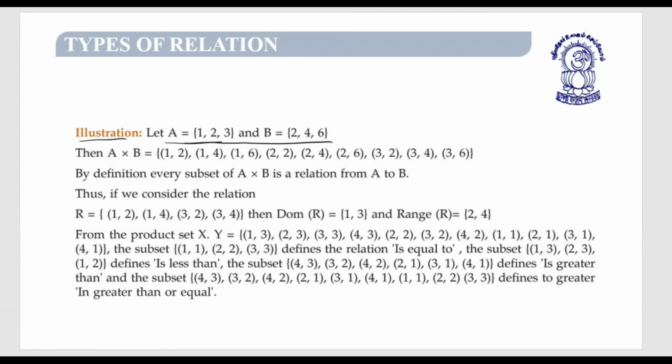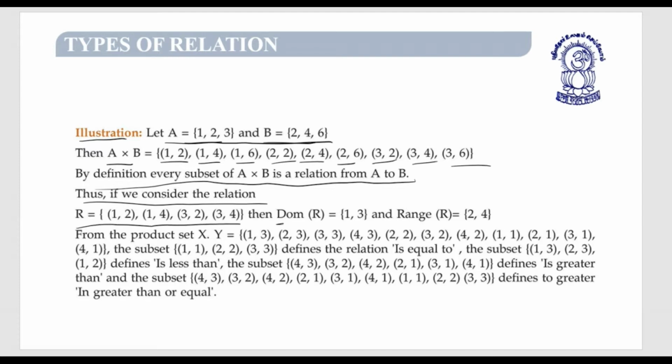A = {1, 2, 3} and B = {2, 4, 6}. Then A × B = {(1,2), (1,4), (1,6), (2,2), (2,4), (2,6), (3,2), (3,4), (3,6)}. By definition, every subset of A × B is a relation from A to B. Thus, if we consider the relation R = {(1,2), (1,4), (3,2), (3,4)}, then the domain of R = {1, 3} and the range of R = {2, 4}. First coordinates are 1, 3, and second coordinates are 2 and 4. Here we write each only one time.